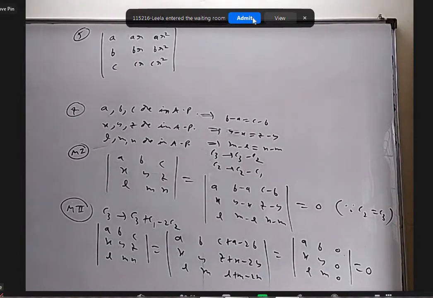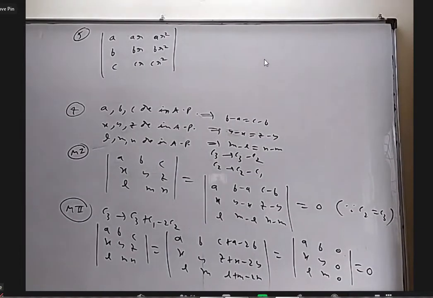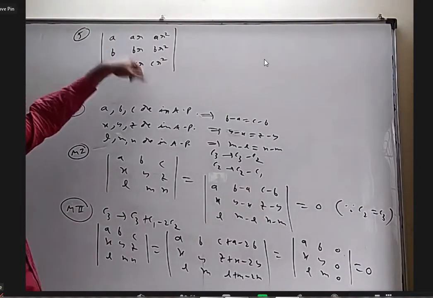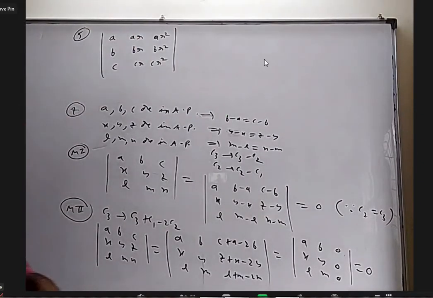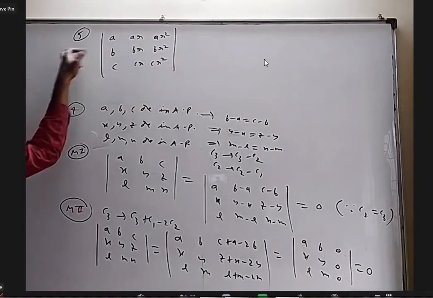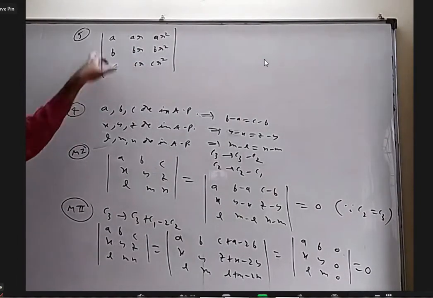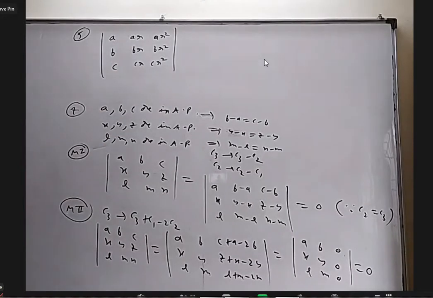So we'll take R common either from the second or third column. You can simply take R common here or R square common here. They will come the same. Somebody can take A common here, B common here, C common here. All three rows will come the same. Either way.